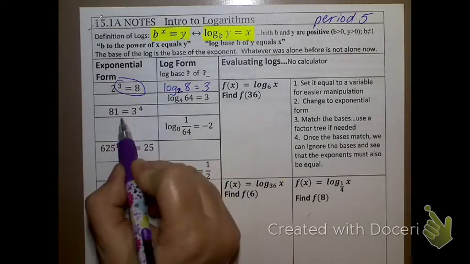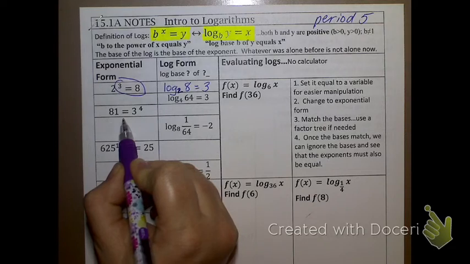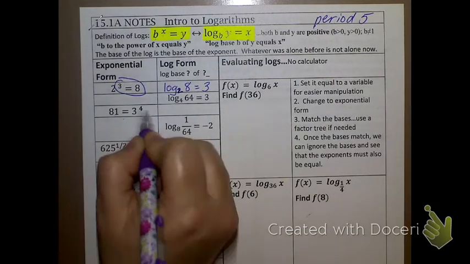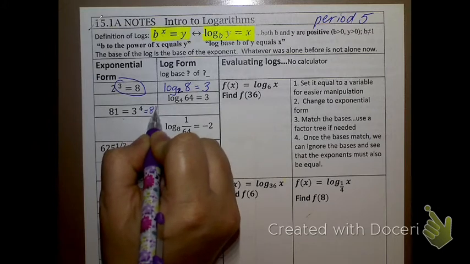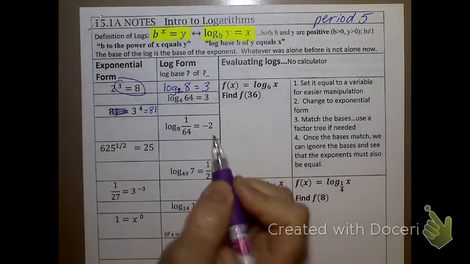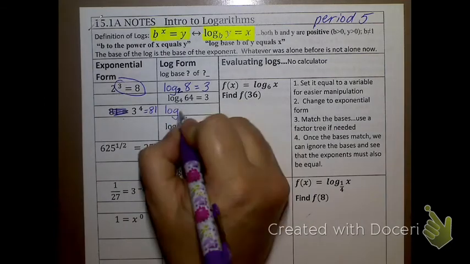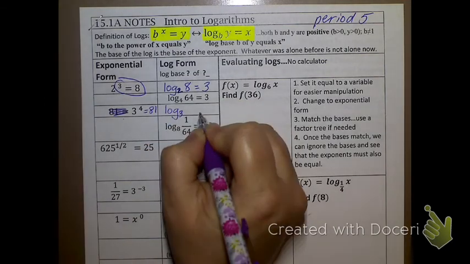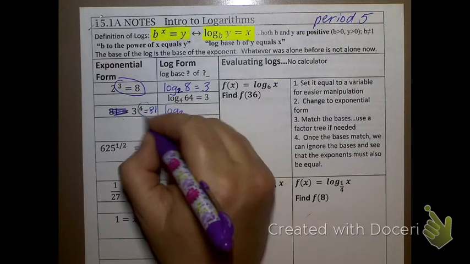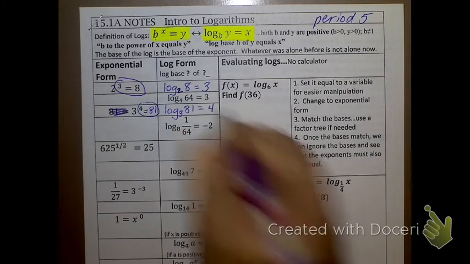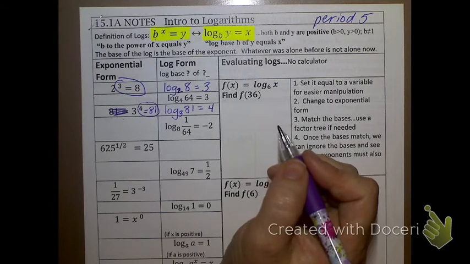So I'm going to jump down to 81 equals 3 to the 4th. Now this one's written backwards because my exponent's on the right. So I'm going to actually just go ahead and write equals 81 just so that I've got it in the same way. What would this be? This would be log base 3 of 81 equals 4. Pretty easy.